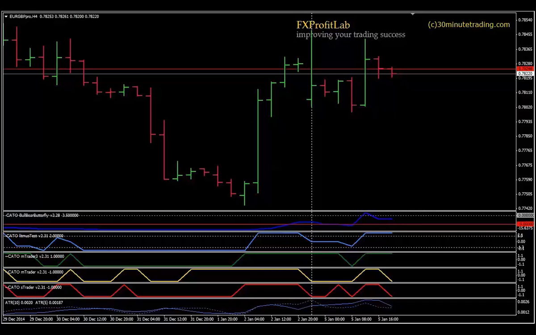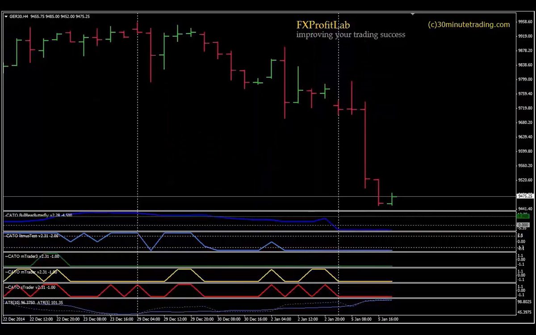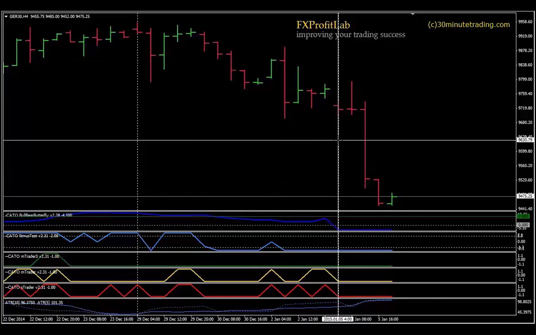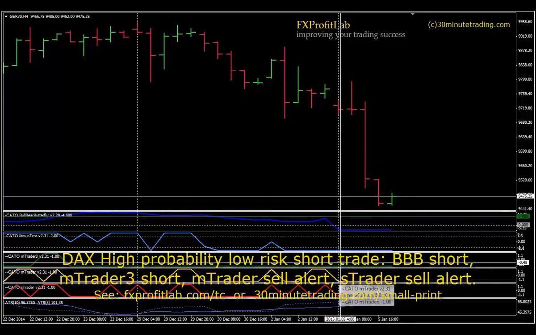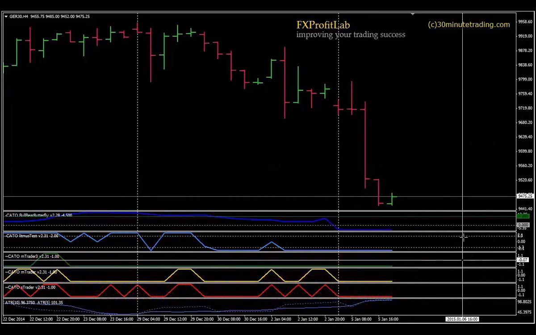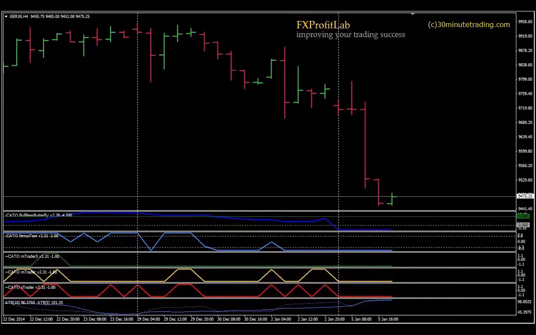And then we're looking at the German index, the DAX. It's a great index to trade if you're into trading indices. It's actually excellent risk-reward ratio, and you could make a living just trading the DAX if you wanted to. Anyway, here we are. This is the DAX. You can see that all of the indicators were pushing down, and we've got Litmus Test down, we've got the M-Trader 3 down, we've got the M-Trader, that's the gold one, down, and we've got the S-Trader down. Now this trade actually activated after the two candles that you can see there.